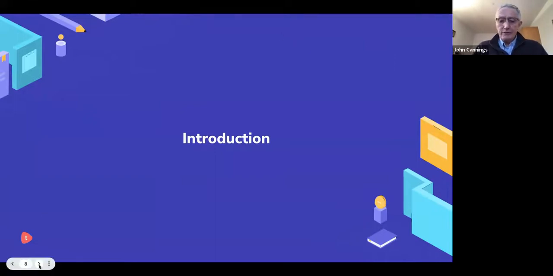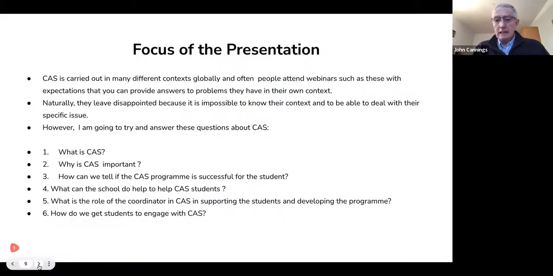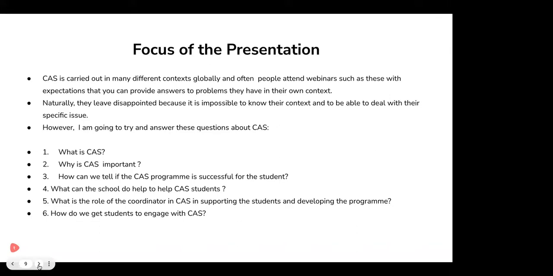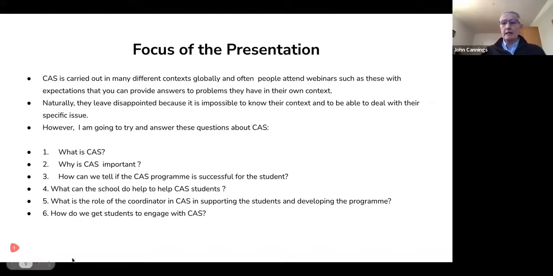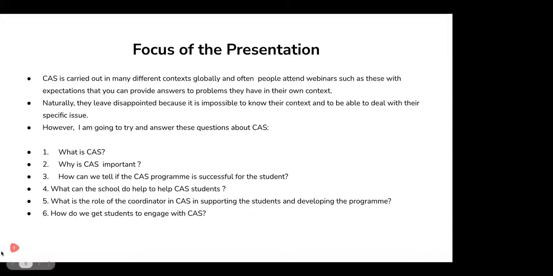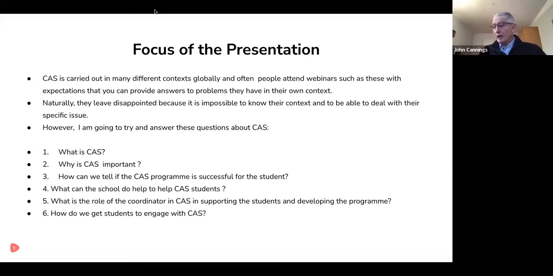So we go on to the first slide, please. In terms of CAS, it is carried out in many different contexts globally, and often people attend webinars such as these with expectations that you can provide answers to problems they have in their own context. Naturally, they often leave disappointed because it's impossible to know their context and to be able to deal with their specific issue. However, I am going to try and answer these questions about CAS.